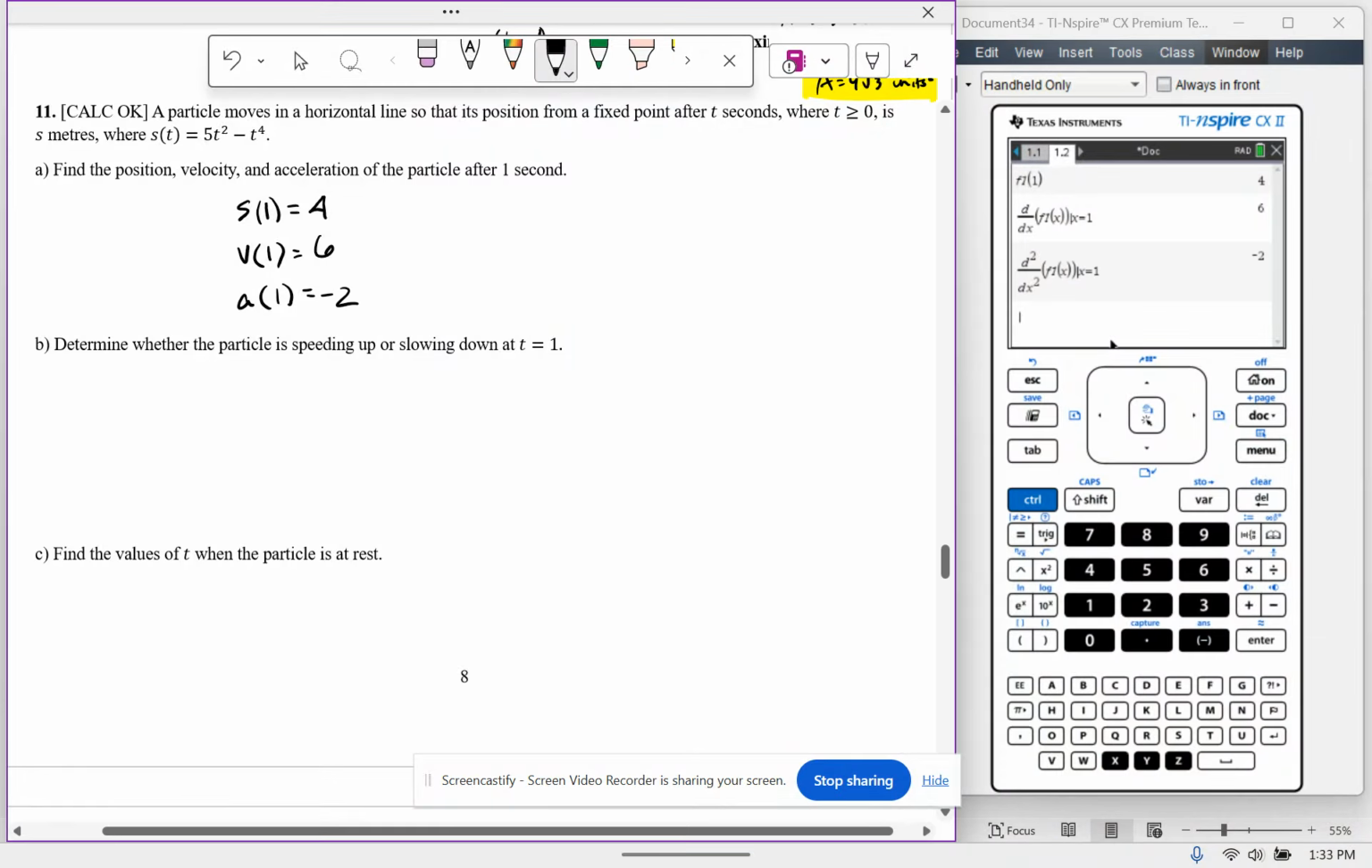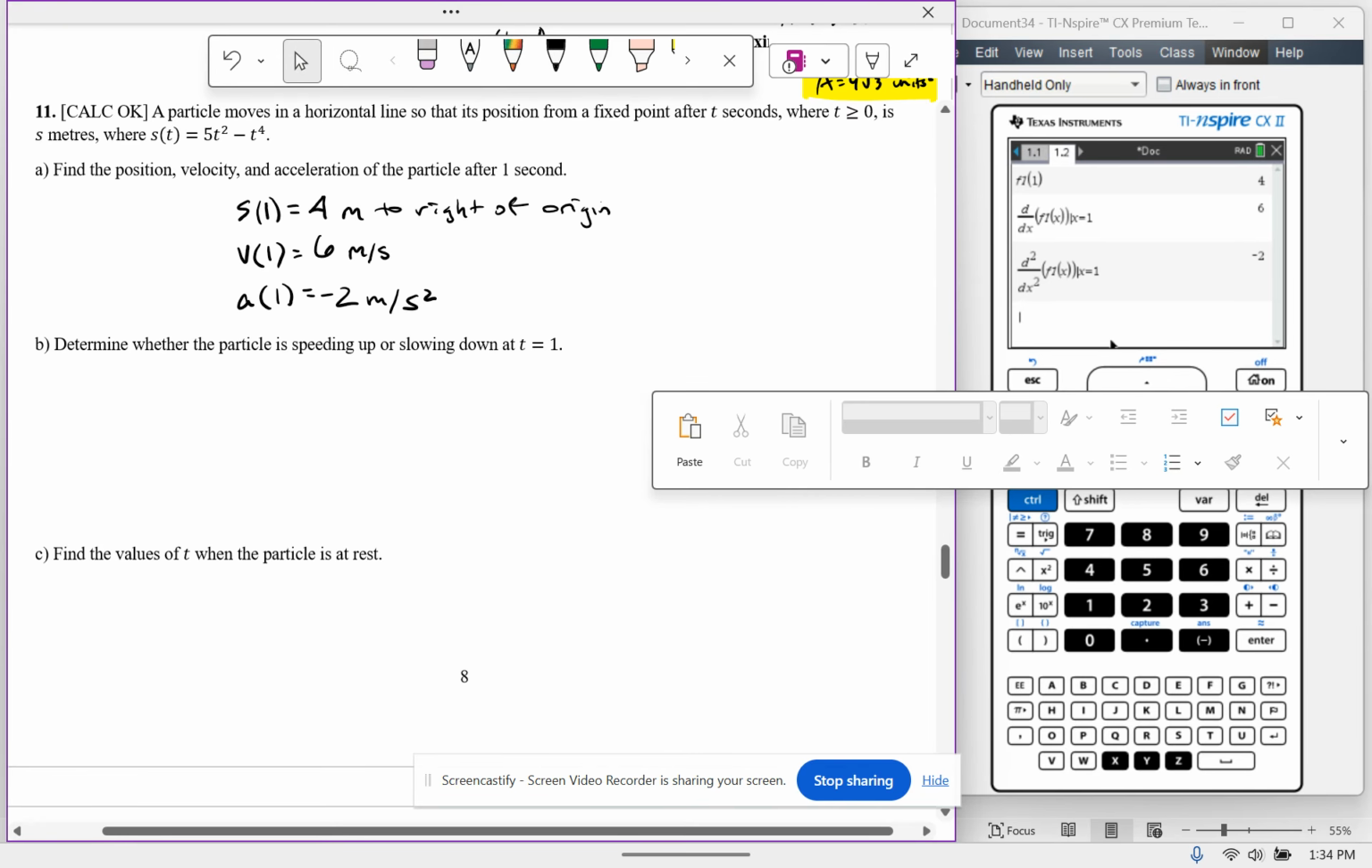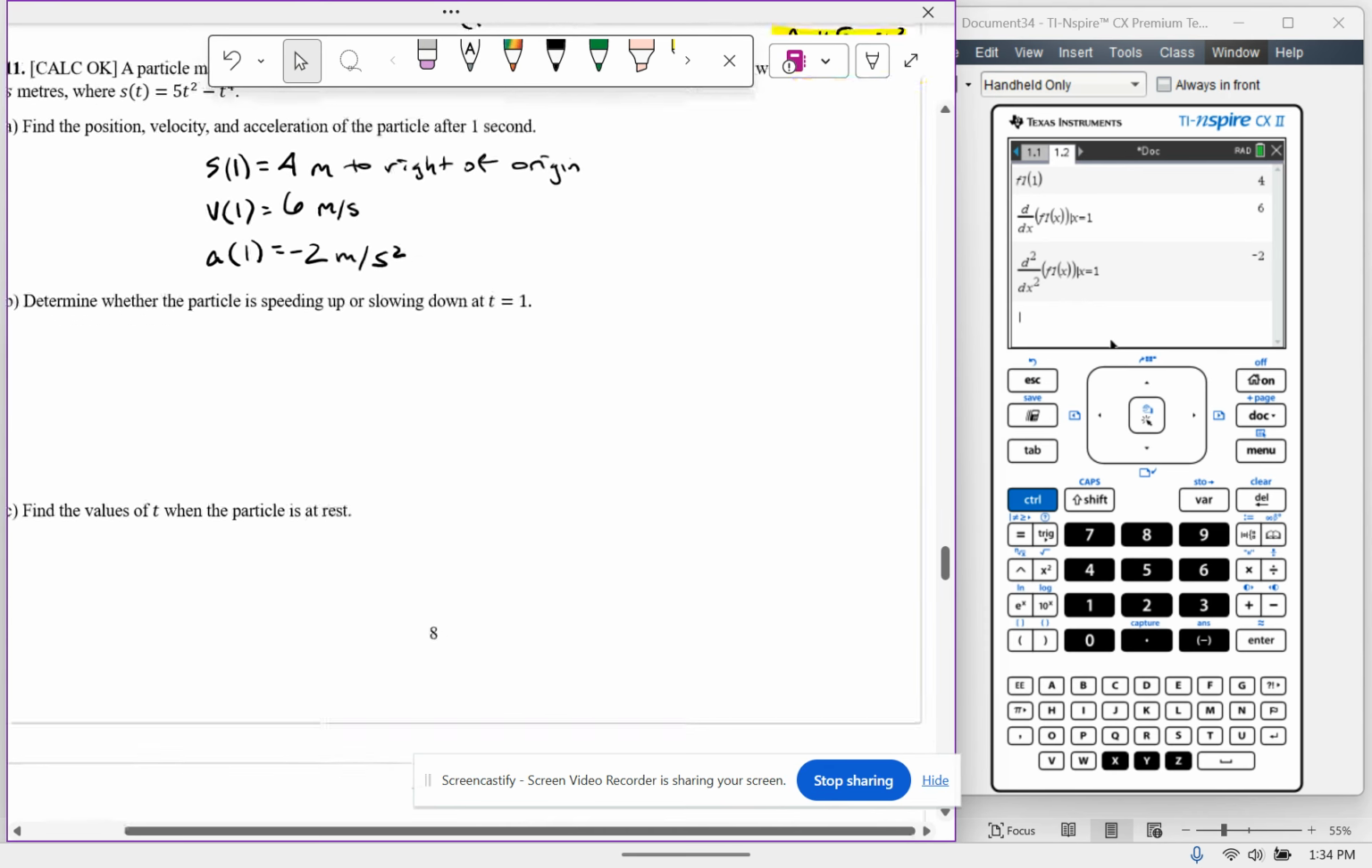So let's just tack on the appropriate units. So 4 is going to be 4 meters to the right of the origin. 6 will be 6 meters per second. And -2 will be -2 meters per second squared. That is us evaluating all of those things very quickly. Yay! Letter B says, find the values of t when the particle is at rest. So a particle is at rest. Oh, I'm so sorry, I skipped B.